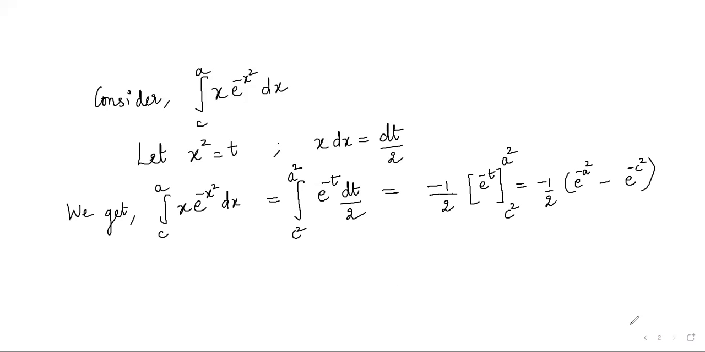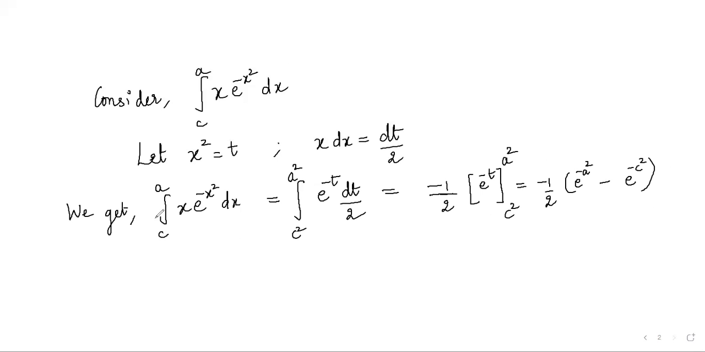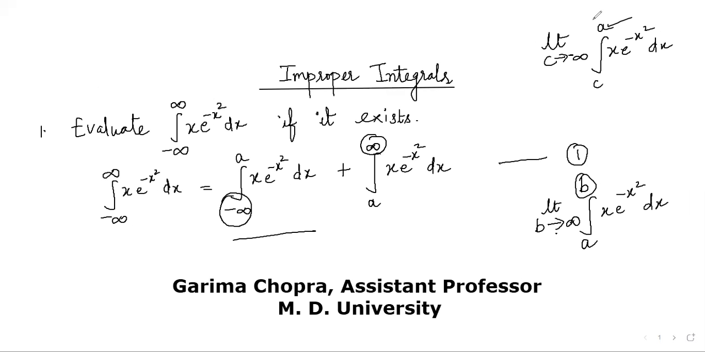Let us name this first as equation 1. Let us name this as equation 2. So what we get here, we have obtained the value of this particular integral. Now after finding this integral, we will be taking here limit c tending to minus infinity.